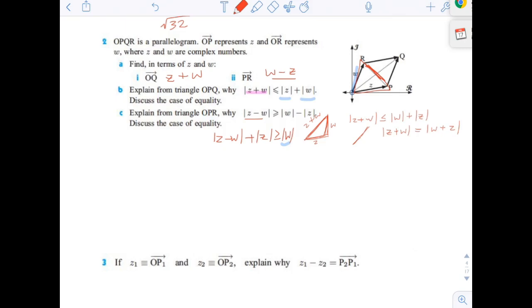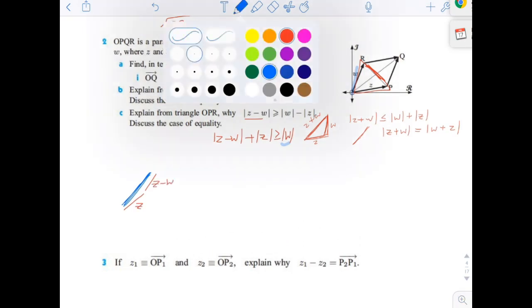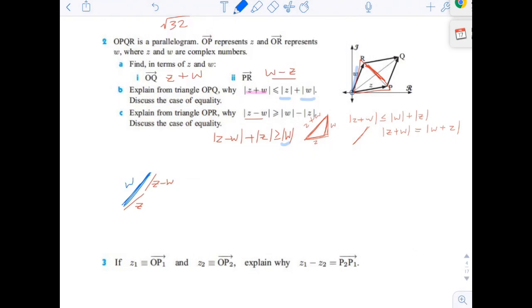So that would be like a really flat kite shape. Instead of being the way it is, it would be kind of like this. The blue side would be here, and the red sides would be flattened up against it. So the red sides would be z and z minus w, and the blue side would be w.